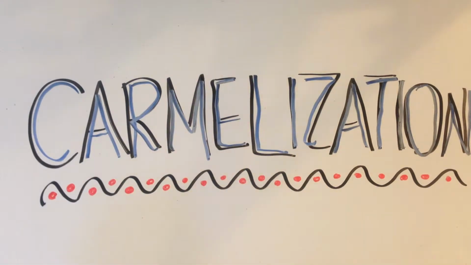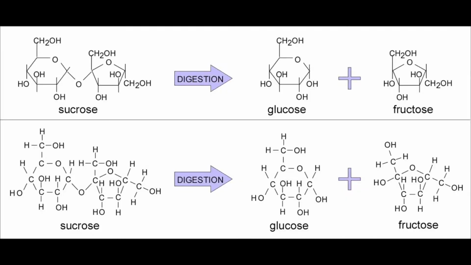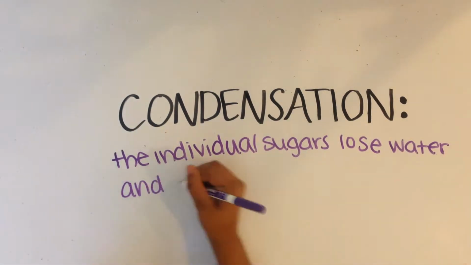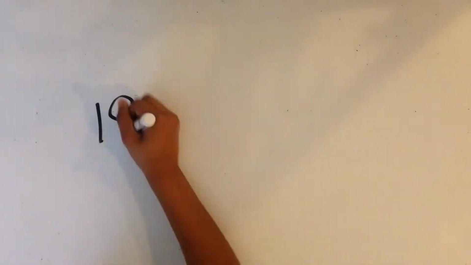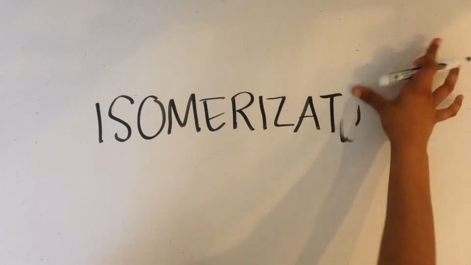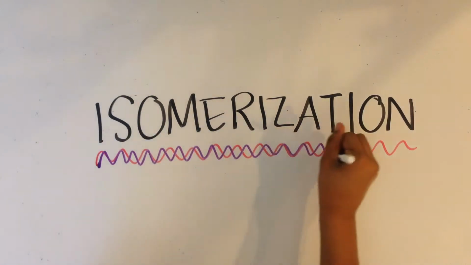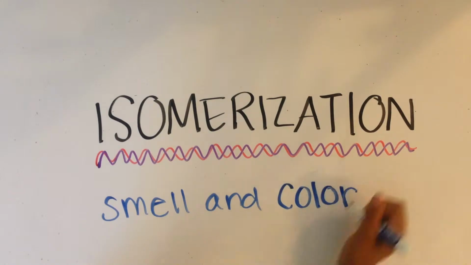The process of caramelization starts with the melting point of sugar at 356 degrees Fahrenheit. At this stage, the sucrose, or sugar, decomposes into glucose and fructose. This is followed by a condensation step, in which the individual sugars lose water and react with each other. The last step in caramelization is isomerization of aldoses and ketoses, which is super complicated, so I won't really get into that. This step gives the cookie its smell and color.